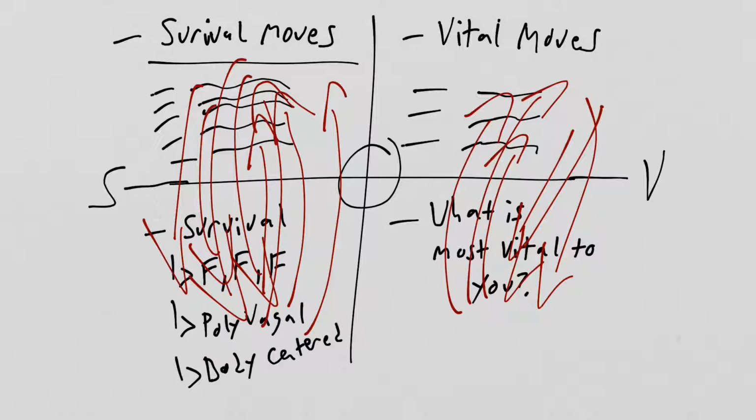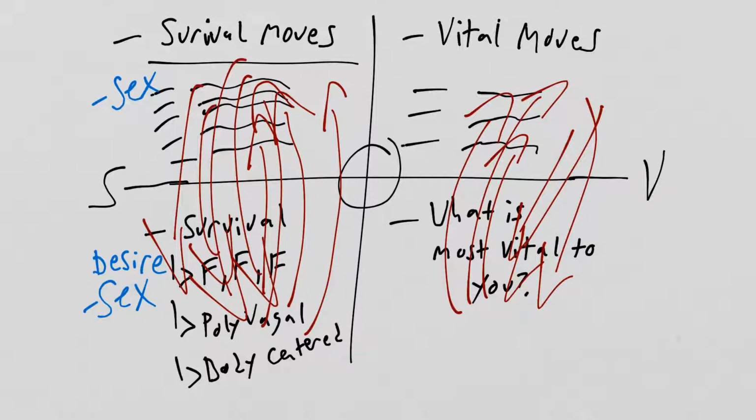So for example, I'm just going to put an example, sex. Right, so we'll do that here. So sex is a survival move, right? So this is kind of an inside thing, so this would be like desire for sex.